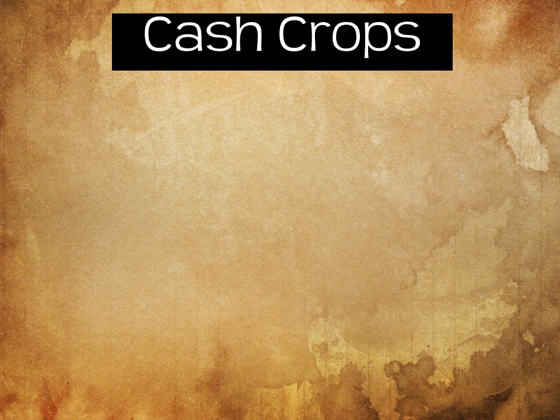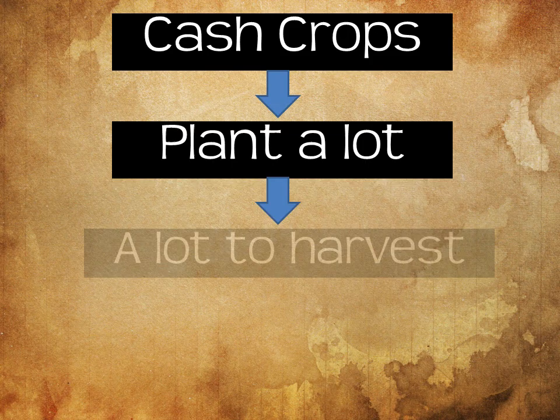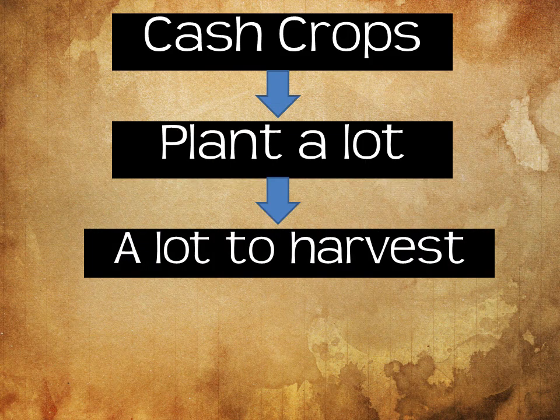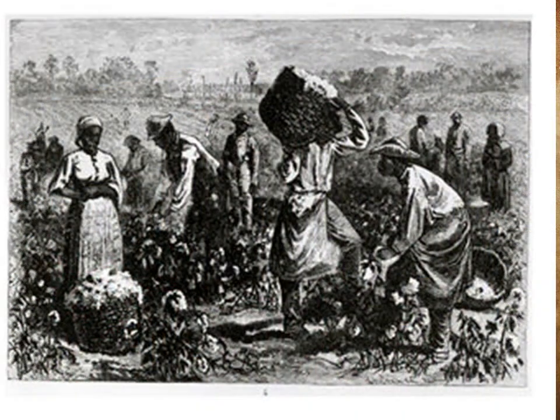But the problem was, you get a cash crop, plant a lot of it, but then you have a lot to harvest. And if you have a lot to harvest, that means you need a lot of workers. So for a plantation owner, the easiest and cheapest way to get workers was through slavery.